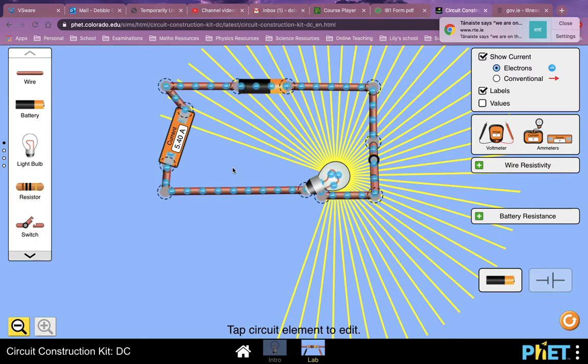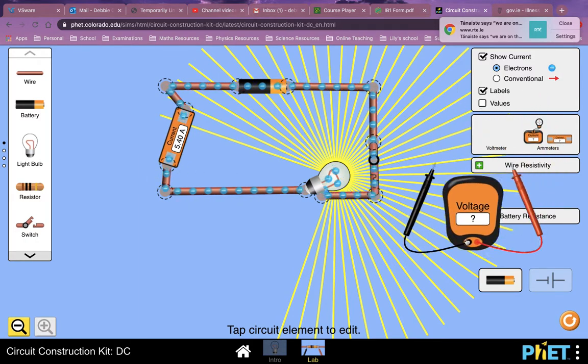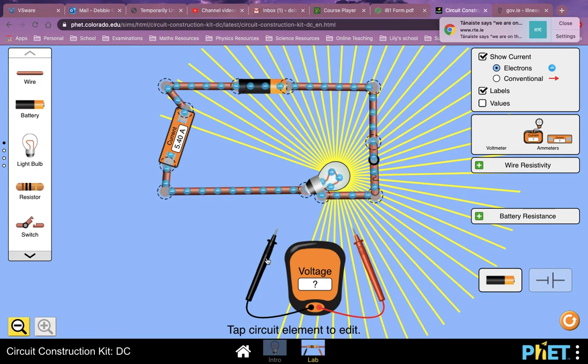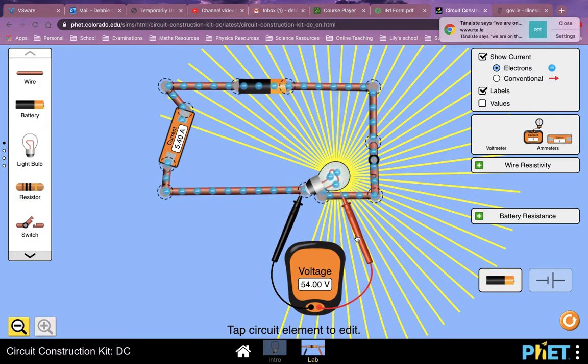If I use this one, I have a voltmeter over here. If I want to figure out how much voltage has been lost across the battery or across the bulb, I put one bit there and one bit there. And that's telling me that there's 54 volts being lost across that bulb.